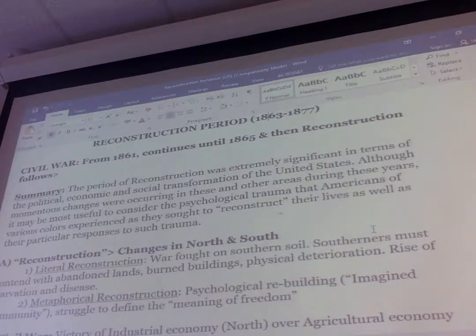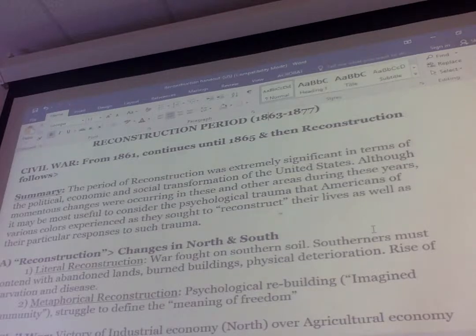Otherwise, it's not freedom. So what you're going to see is that individuals are going to define freedom in different ways. One person may define it this way. Another person may define it that way. So we'll look at a couple of examples of these freedmen and how they will define freedom for themselves.